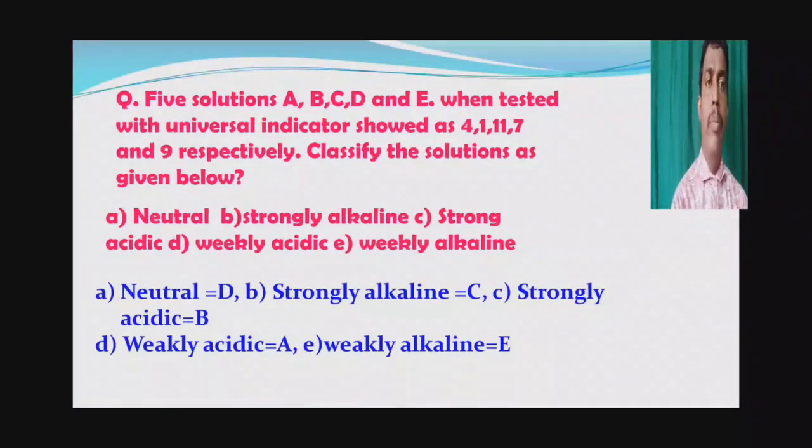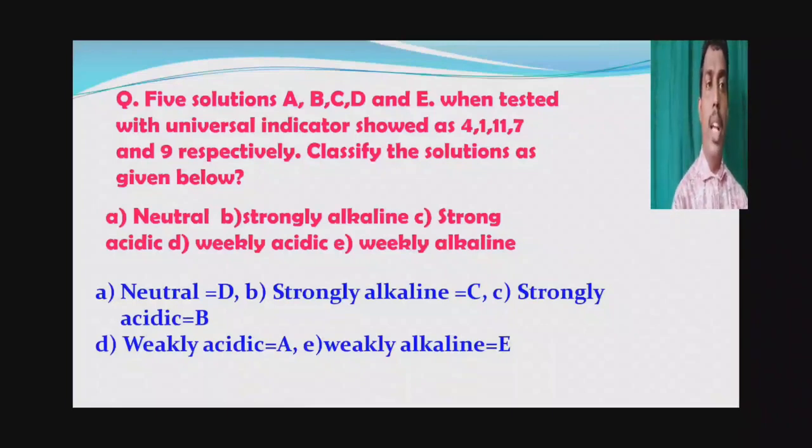So C is the strongly alkaline. For strongly acidic, pH is 0 to 3. So B is the strongly acidic solution. And for weakly acidic it is 4 to 6. So A, pH value 4, is the weakly acidic.